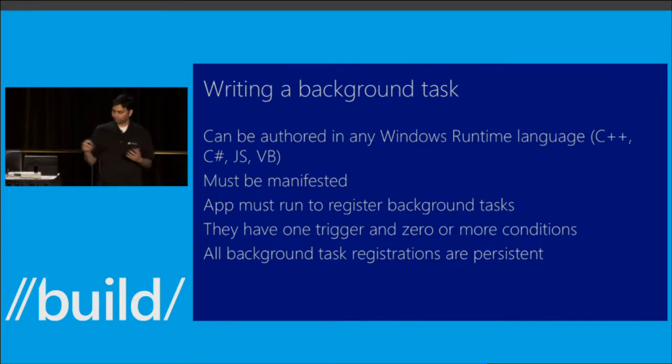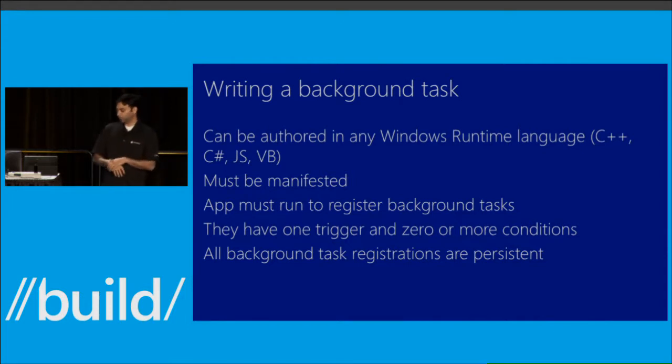A background task can have exactly one trigger, like I already mentioned. It can have 0 or more conditions. And a background task will not run until all of the conditions are true. Now, conditions are a very interesting and powerful feature of background tasks.